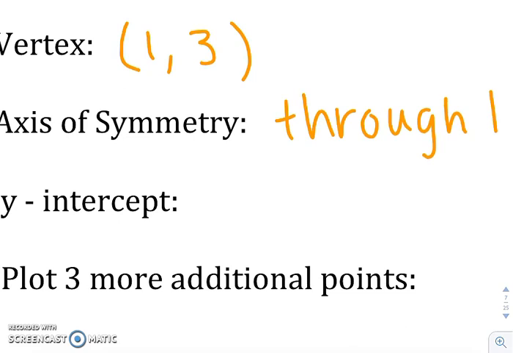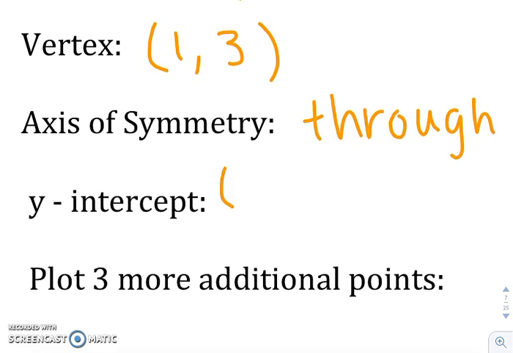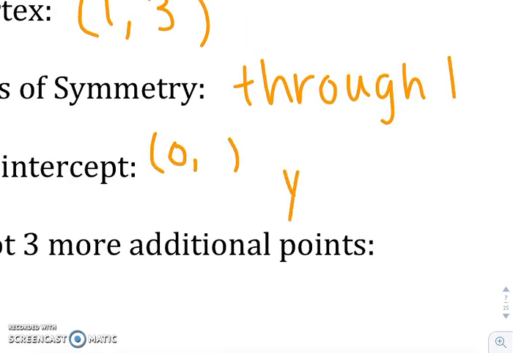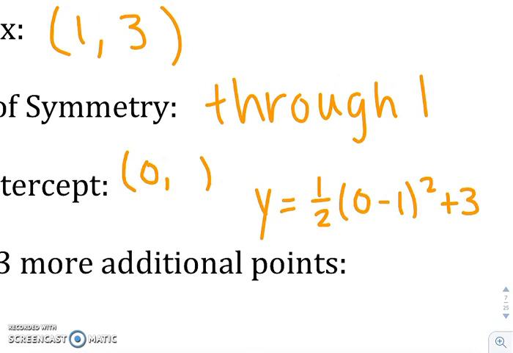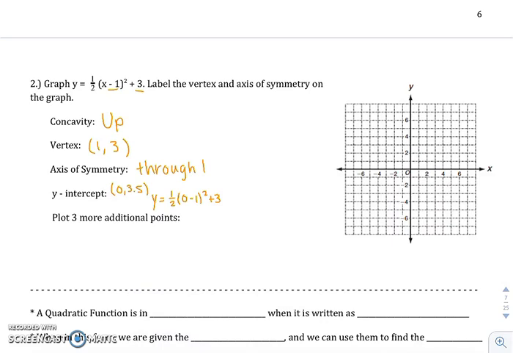For the y-intercept, all you are doing is finding the y value when it's on your y-axis. So x is always going to be 0. You just plug in 0 for x. So 1/2 times 0 minus 1 squared plus 3. Negative 1 squared is 1, times 1/2 is 1/2, plus 3 is 3 1/2. So that is your y-intercept.